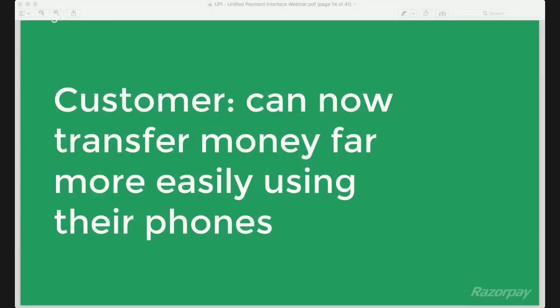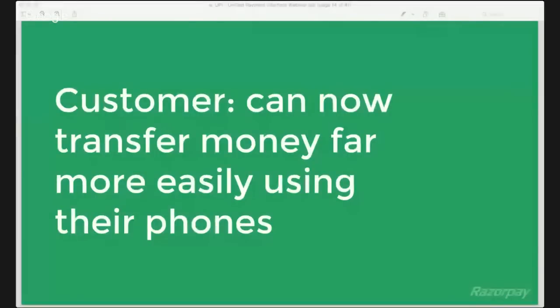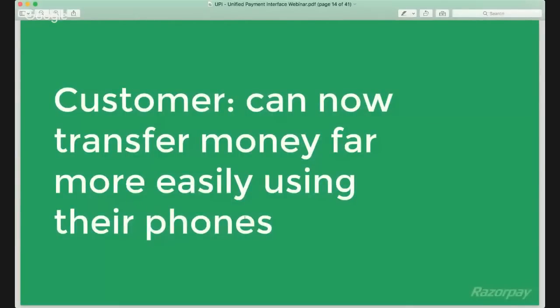But at the end of the day, it will definitely be a vast improvement upon the current payment transfer methods that we have today. For example, net banking and even mobile banking that we have today.